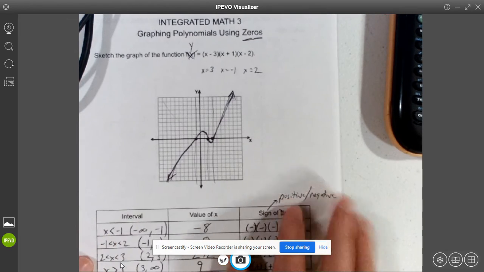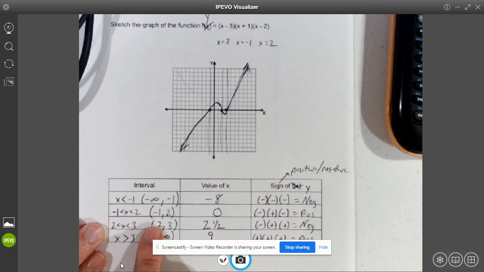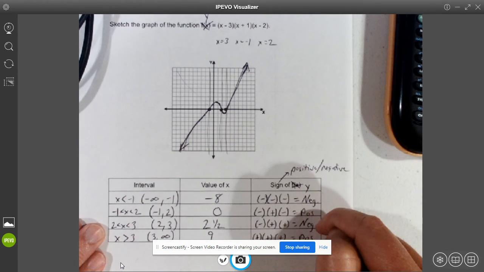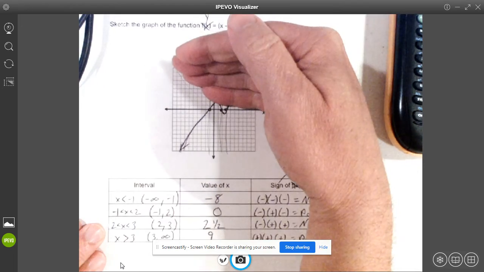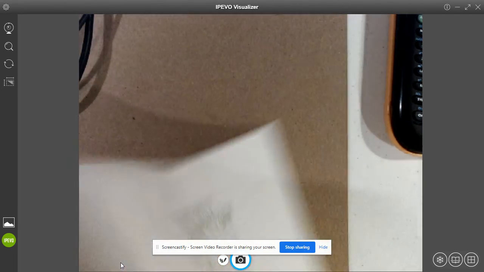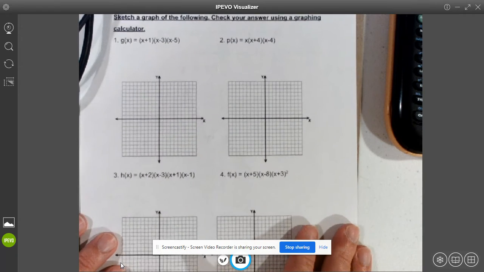So that's what you're doing. You're finding the zeros, identifying those intervals, picking an x in those intervals, and just telling me, is y positive or negative? If y is positive, the graph is above the x-axis. If y is negative, it's below the x-axis. So you can go ahead. I've got just these 4 problems on the back.